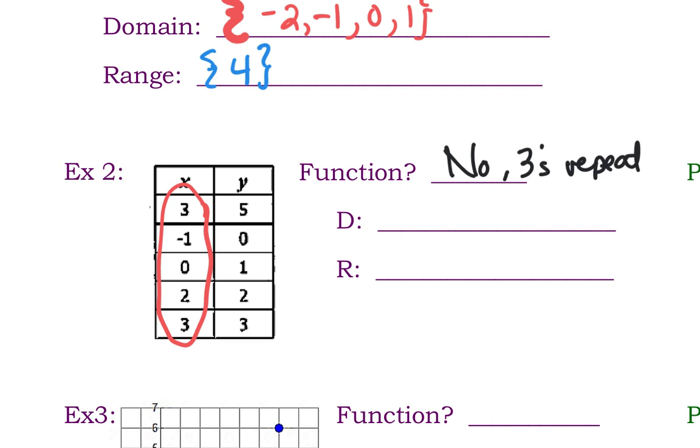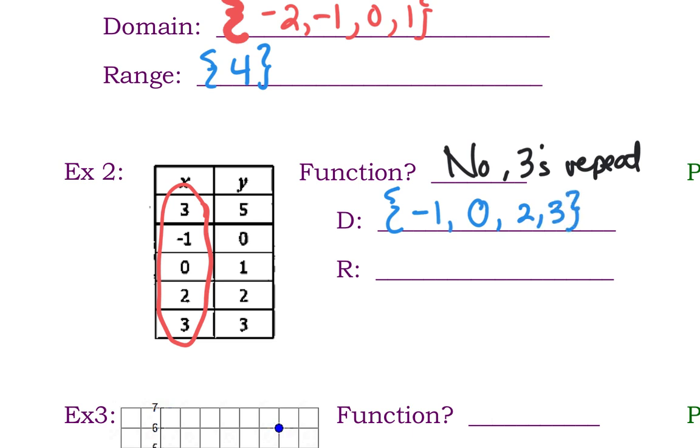All right, for our domain. Isaiah, for our domain, we're going to list these from smallest to largest. Which one is your smallest number? What do you think? 0. Smaller than that. -1. Good. So we have -1. What's our next number? 0. Then 2. And then 3. All right.